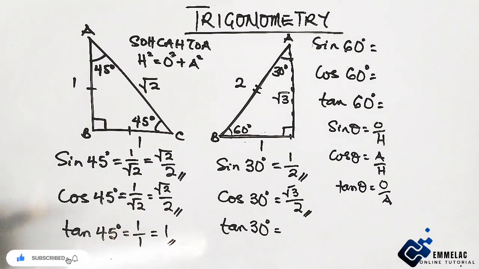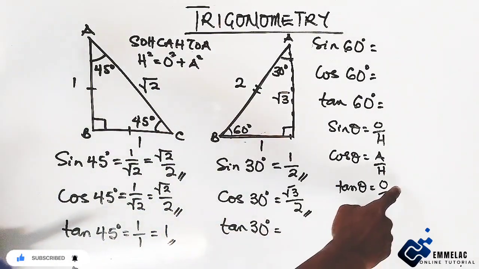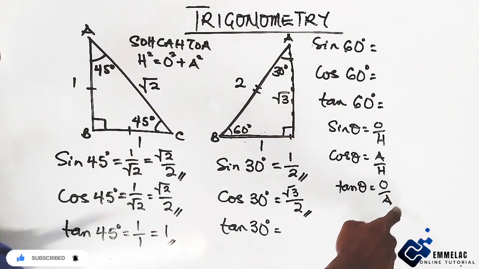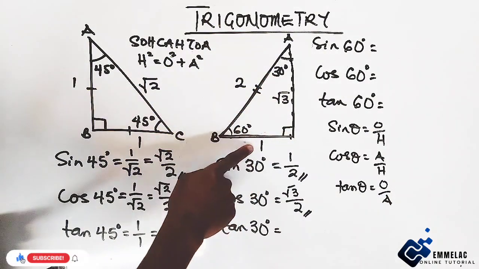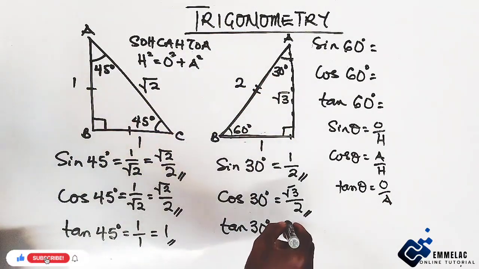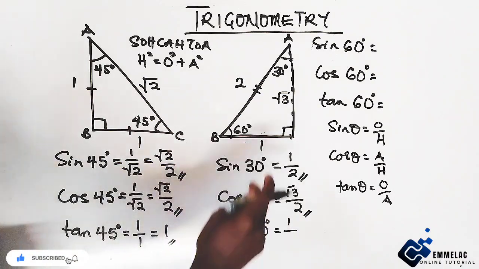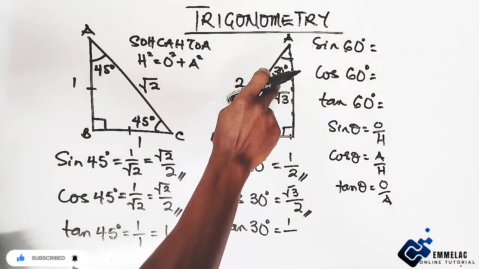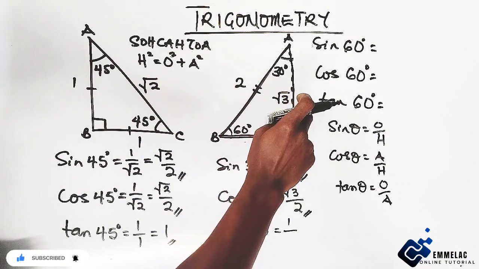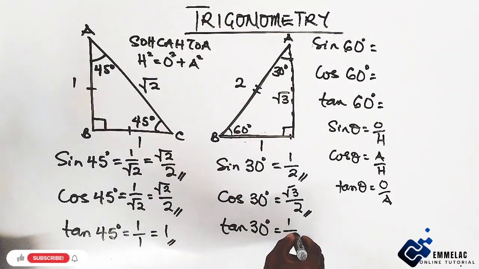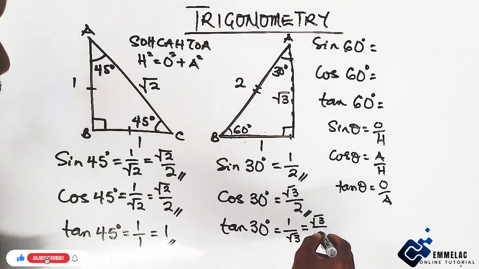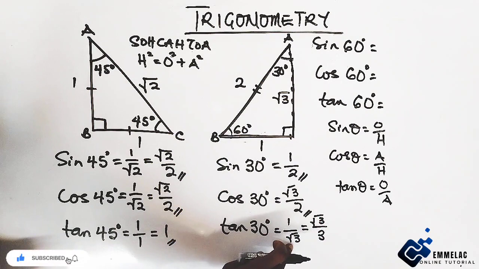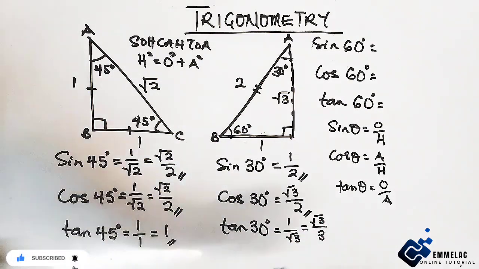Alright, so moving further, tan 30 here, take note, the relationship is opposite over what? Adjacent. Now opposite over adjacent here, for 30, this is our opposite, which is 1, then over the adjacent, which in relationship to 30 is root 3. So here we have 1 over root 3, which also gives us root 3 over 3 if we rationalize this. Okay, now moving further.